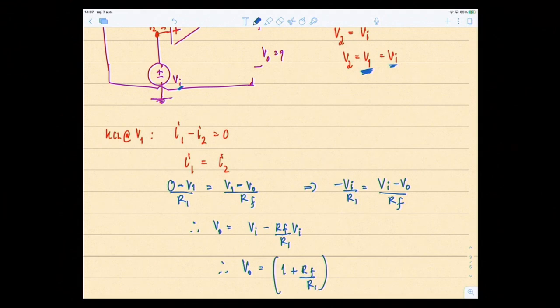I think there's a minus 1 missing somewhere. So it should be plus right here. Okay, so you get the answer to be like this. So this is your answer.